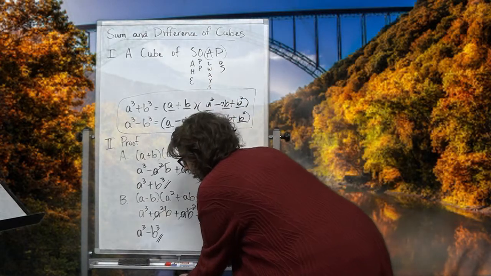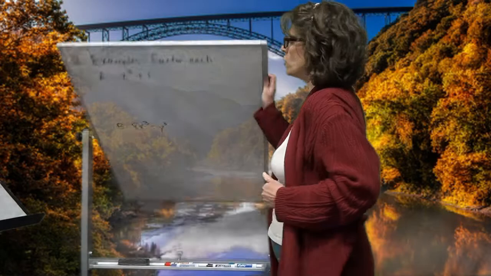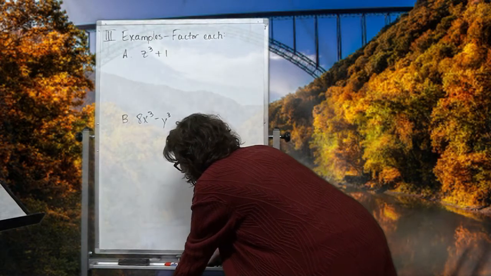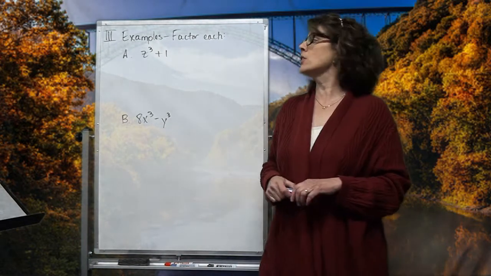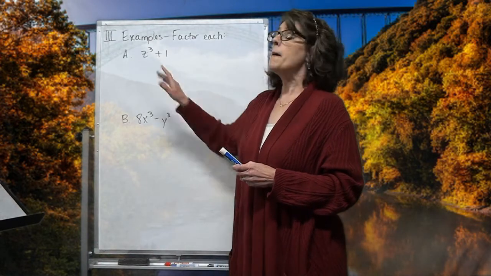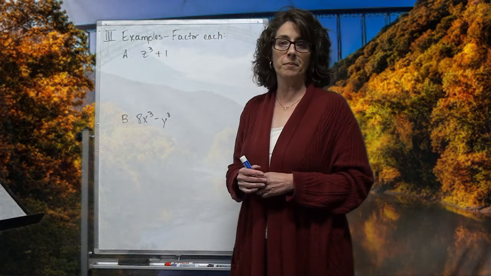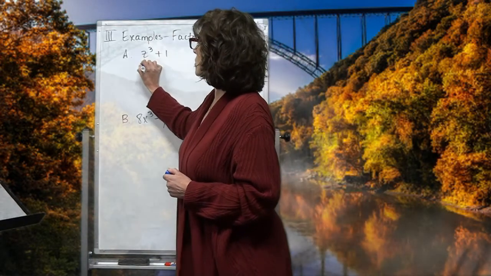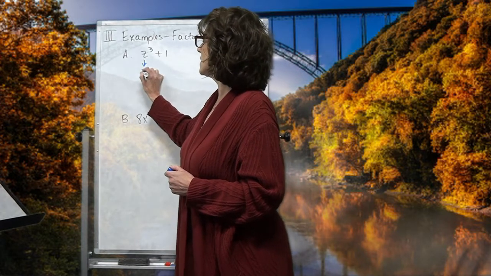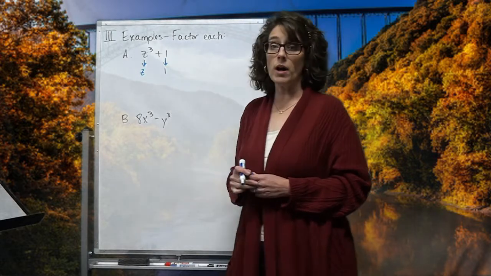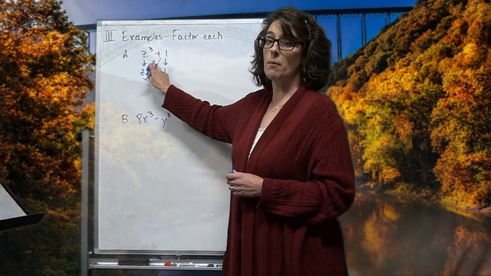Now, let's practice it a little bit. I've got two examples for us to look at. Notice in the first example, I'm always going to look first to see if there's anything common that I can divide out, and there is not. But I'm looking at this going, I wonder if this is a sum of cubes. This is a cube term. The cube root of z to the third is z. This is a cube term because the cube root of 1 is just a 1. So this is in fact a sum of cubes.